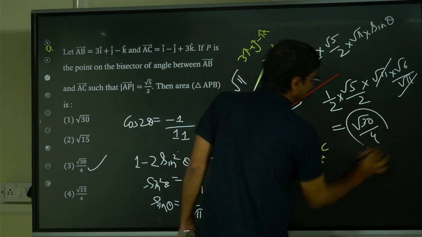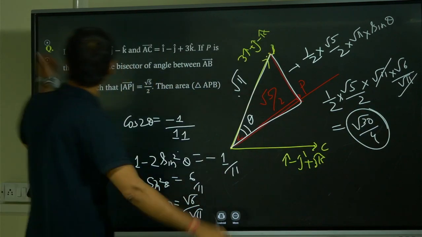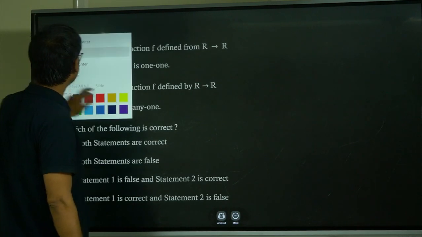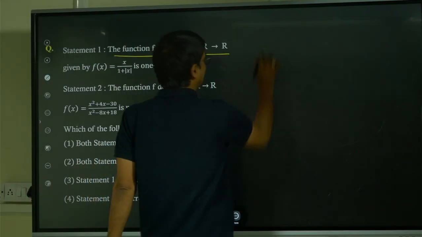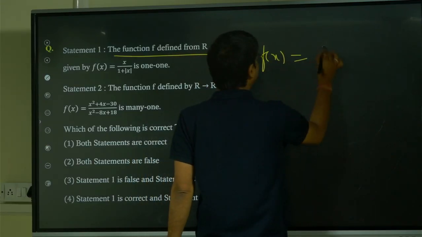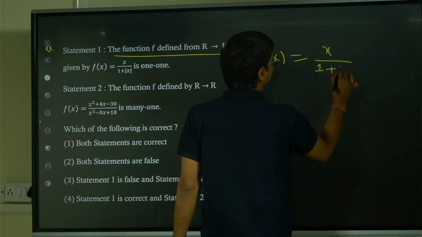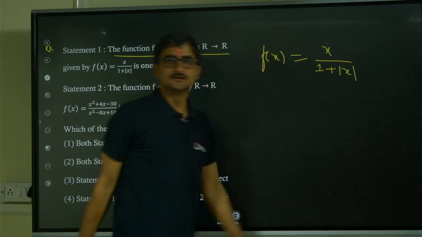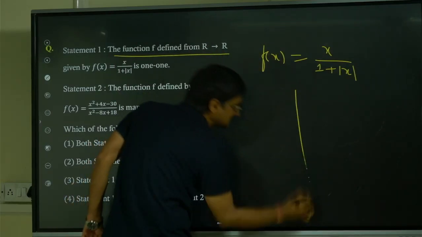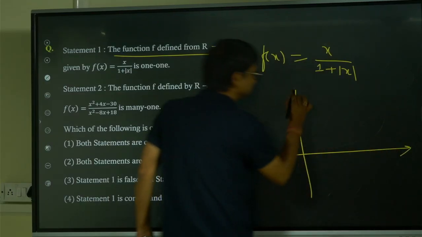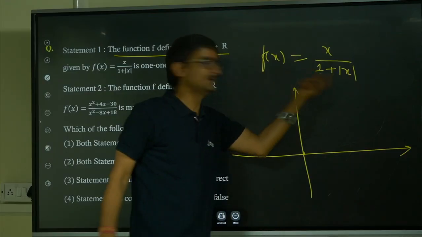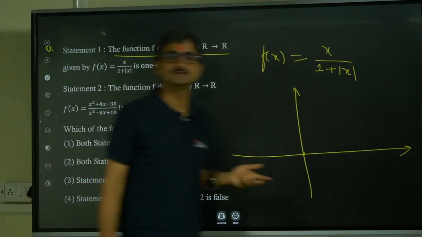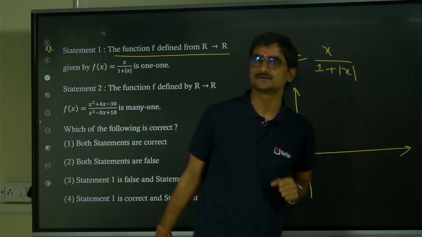So that's again a simple one. Okay, so a simple one, not a difficult one. The function f defined from R to R, f(x) is x over 1 plus mod x. Okay, see, at 0 the function is 0. For positive x it is always positive. See, the denominator is always positive, so the sign will be decided by the numerator, and in the numerator you have x.